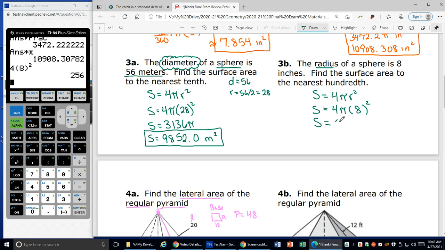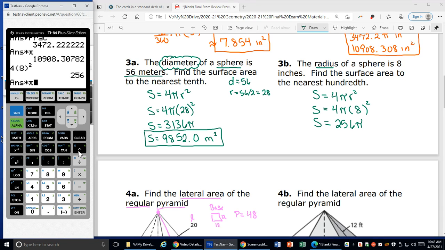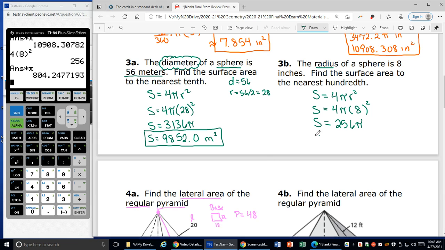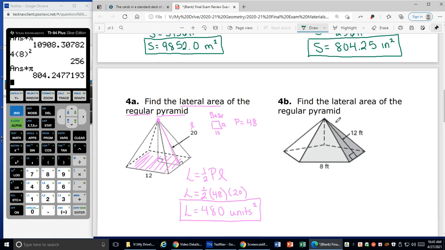is 256 pi. And since I want it rounded to the nearest hundredth, I am going to multiply in that pi and round to 2 places for the hundredths place, 804.25. My units are square inches. Okay, let's look at 4B.